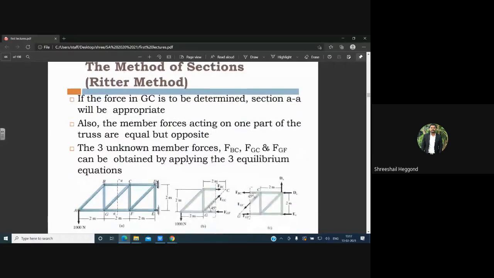Continuing, how you need to divide the sections; examples are also shown in these figures. If the force in EZ is to be determined, section AA will be appropriate. When you are finding the GC member force, in such a case, if you take section A part or B part, that will be hard to calculate. If you consider a section like this, then GC is this member.